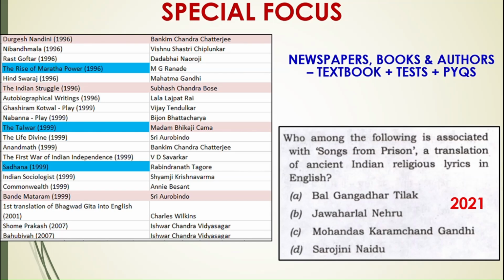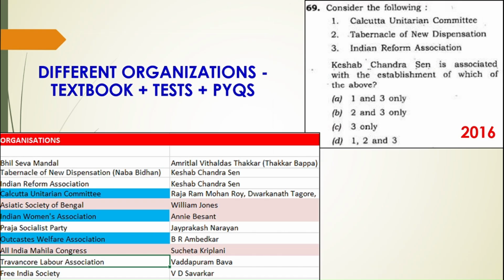So like this, you'll have to collect these newspapers or books that were asked and who has written them. From where you will be collecting them: from the textbooks plus tests plus PYQs. For example, I have added one PYQ here, that is Songs from Prison, a translation of ancient Indian religious lyrics in English. Who among the following is associated with it? So you can see how they are picking up one book or newspaper or something like that and asking its founders, right? Then next is different organizations.